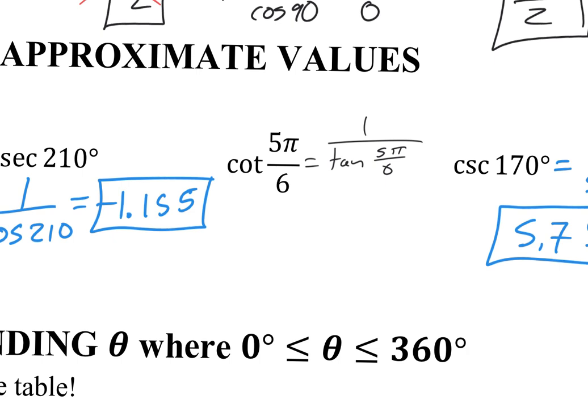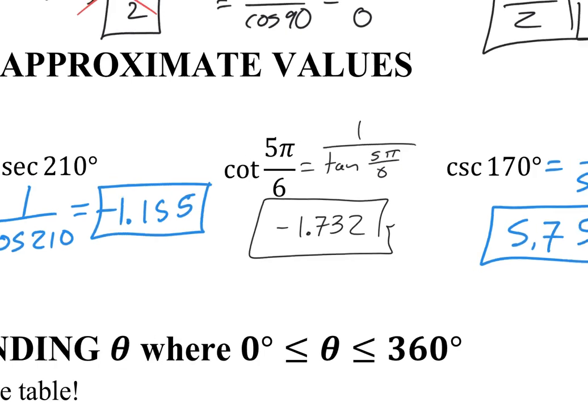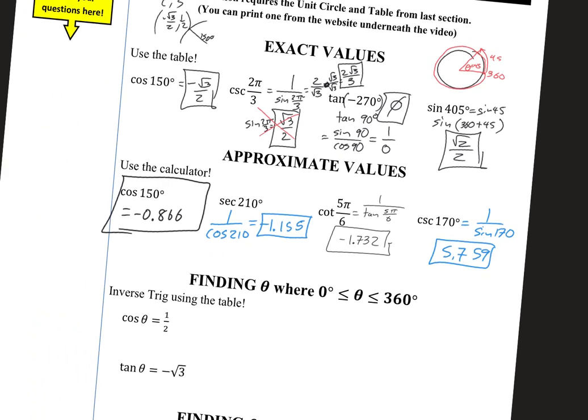1 divided by tangent 5, use the pi button, okay? Use the pi button, don't use 3.14, divided by 6. I plug all that in, and I end up with negative 1.732. Boom. So that's how you can use your calculator to solve that.